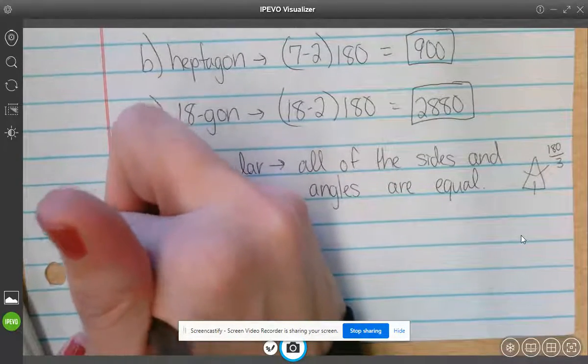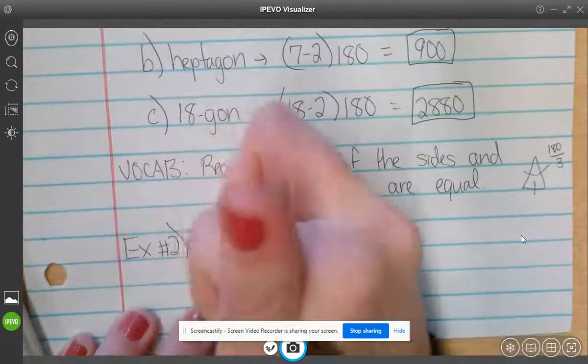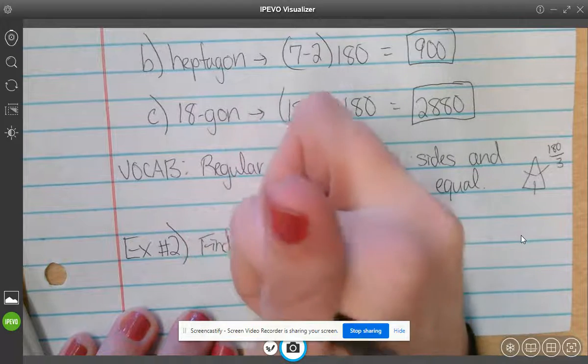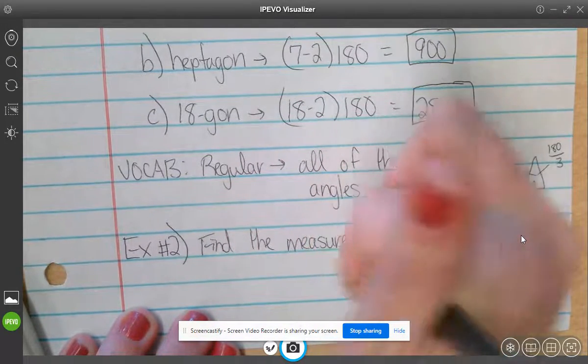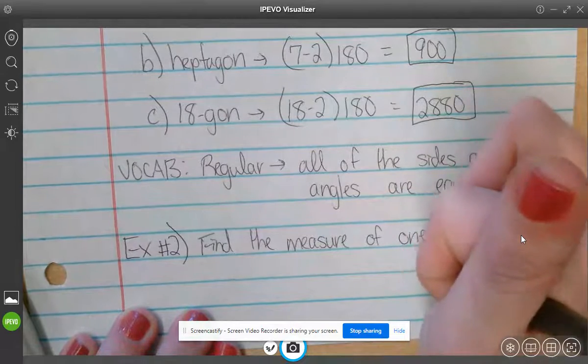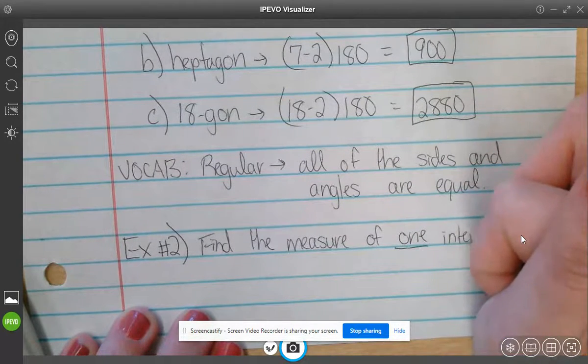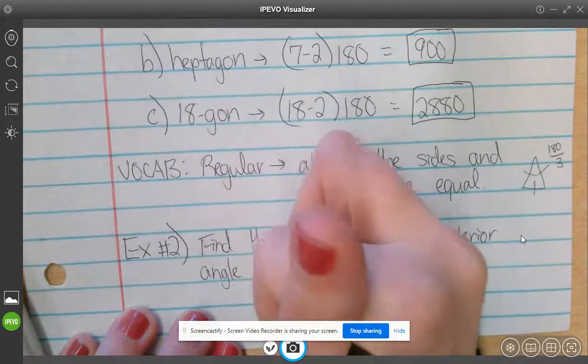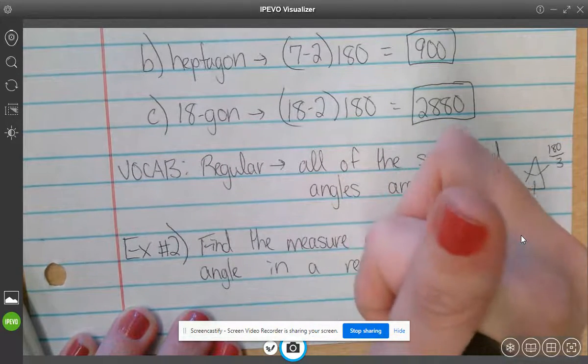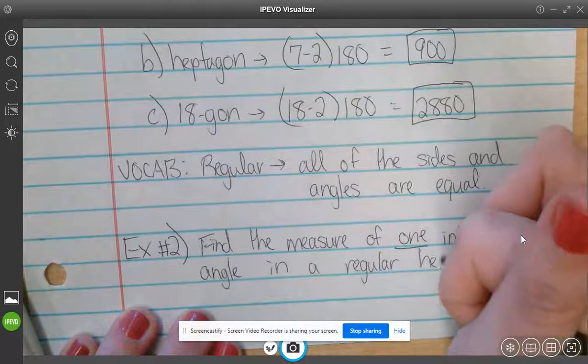So let's do example number 2. I think I can squeeze it in down here. Find the measure of one, not all, just one interior angle in a regular hexagon.